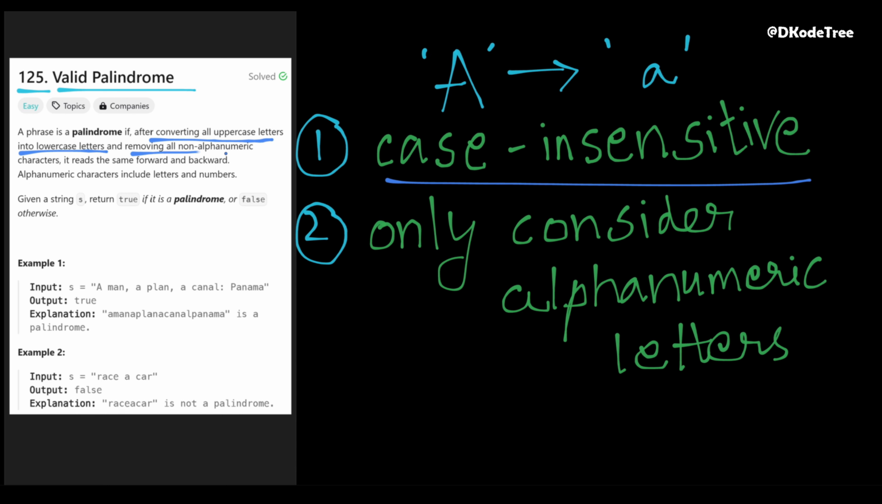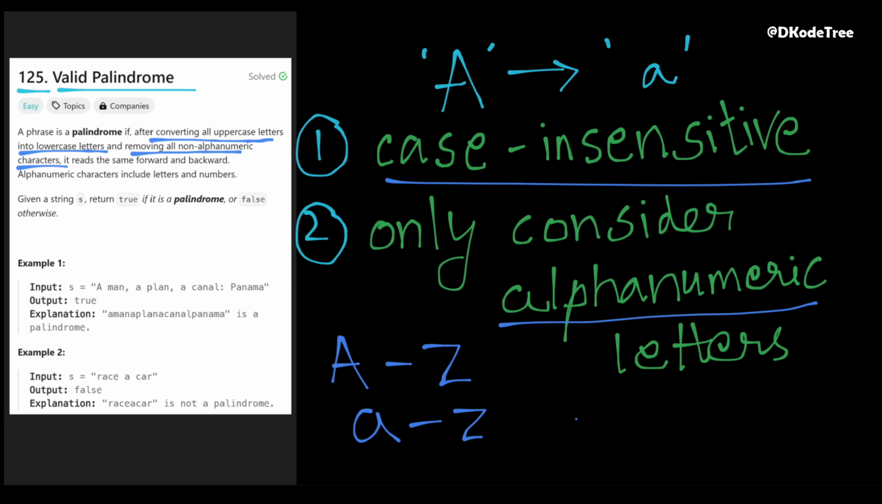And next is removing all the non-alphanumeric characters. This means only the alphanumeric part of the string will be used for comparison. That means anything lying between capital A to capital Z, or small a to small z, or 0 to 9 will be the part of our string which we will be using for considering if it is a palindrome or not. And any other special character such as @, asterisk, hash, etc., we will ignore them all.